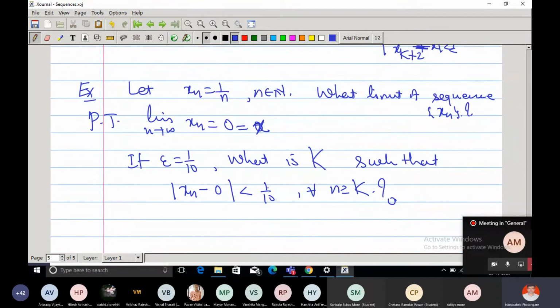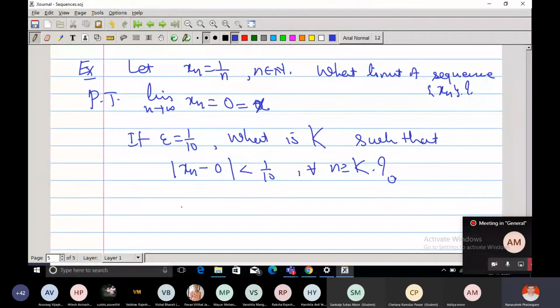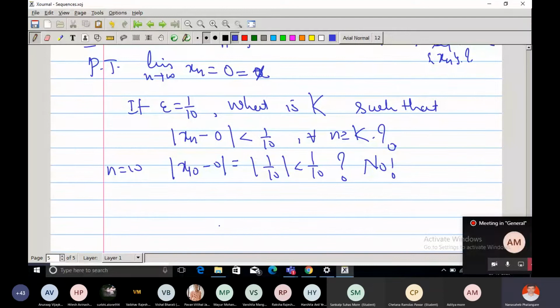10. Okay, so you said 10, but what is the 10th term? For example, what is x10 minus 0? It is 1 by 10. Is it less than 1 by 10, which is our epsilon? No, right? And therefore, what should be the proper choice for k? Greater than 10. Very good. So if k is equal to 11, 12, whatever, anything greater than 10 will work, right?